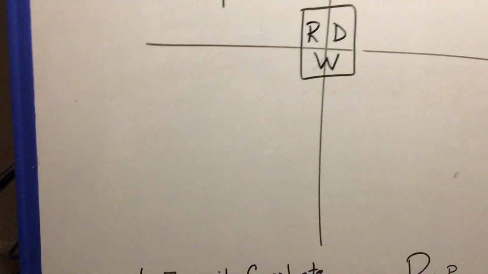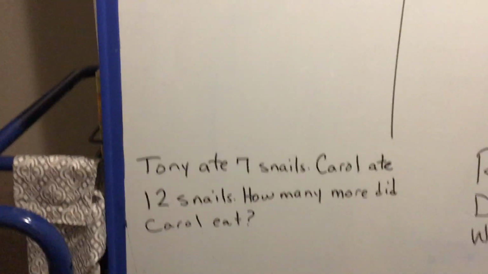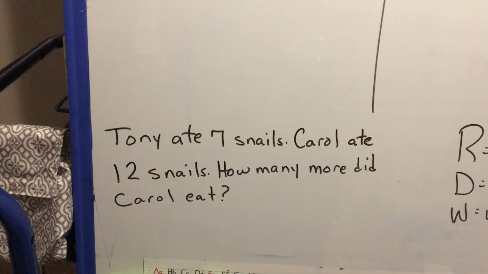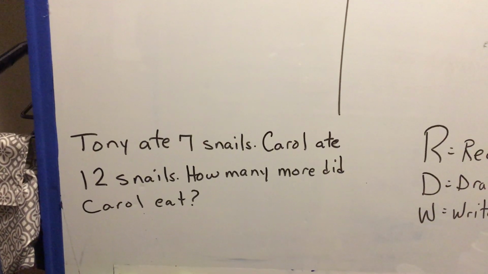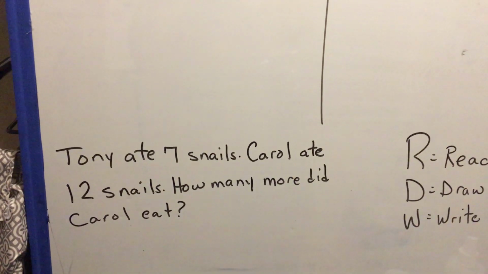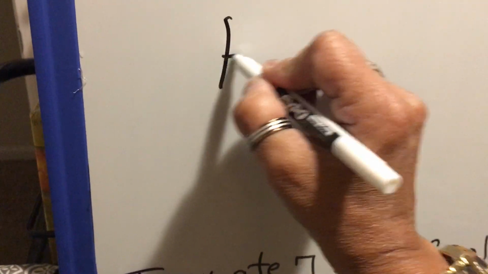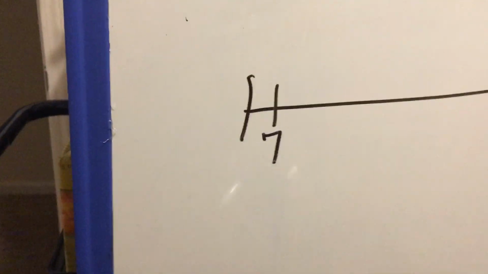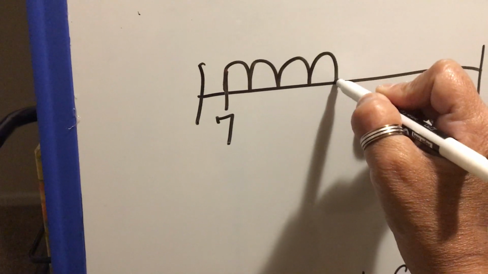Now the W is where I work it out and then I'll write my answer. So how do I want to work this out? Tony ate 7 snails, Carol ate 12 snails. How many more did Carol eat? I can use a subtraction or an addition. I think I'm going to count up on a number line. I need to use a smaller number, which is 7, and I'm going to jump until I get to 12. So 7, 8, 9, 10, 11, 12.